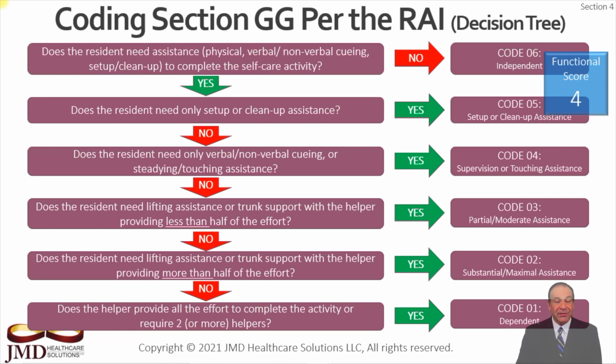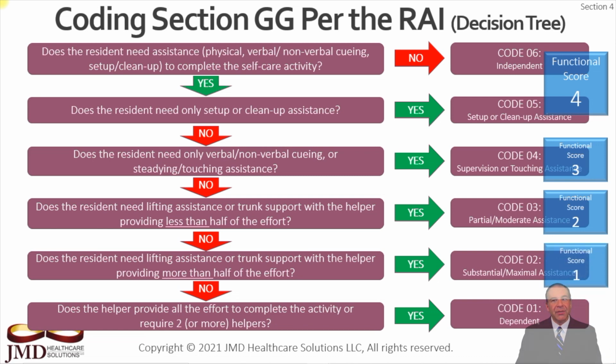Now, the next ones, they just come down a notch. So if you code 0, 4, it becomes a 3. See how that works? If you code 0, 3, partial moderate assist, it becomes a 2. If you code 0, 2, it becomes a 1. And then this one even makes sense. If someone doesn't have any function, if they're completely dependent, they get a 0. All right? So take a look at that. It's a really easy way to remember.